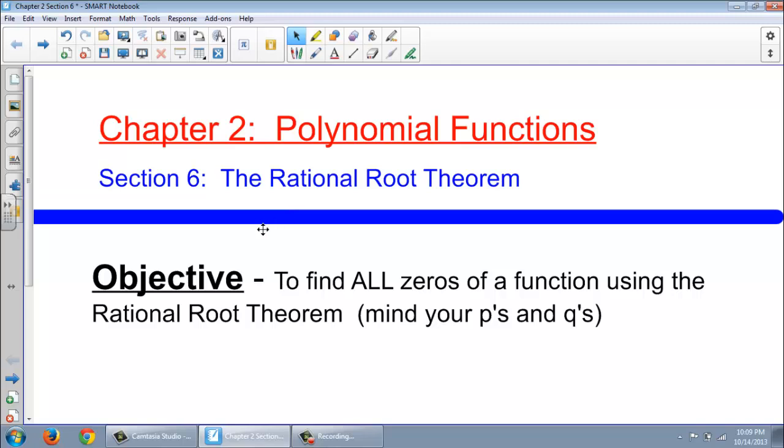So this is Chapter 2, Section 6, the rational root theorem. That's the main topic of this chapter, and that's the only thing we're going to talk about. What this rational root theorem does is help us find all of our zeros, no matter if they're real or imaginary. So we're going to find all zeros, capital All, of a function using the rational root theorem. We're going to mind our P's and Q's, a little trick to remember how to do it.